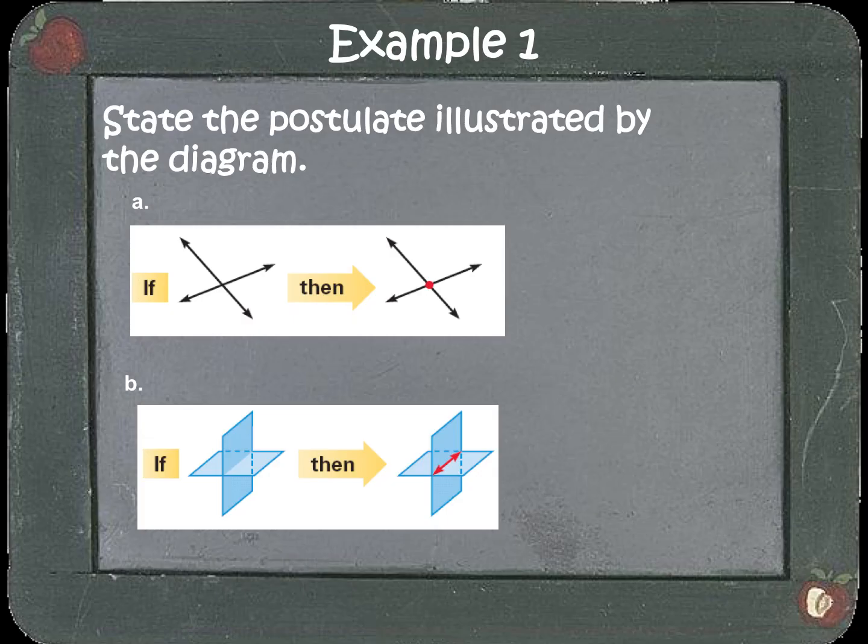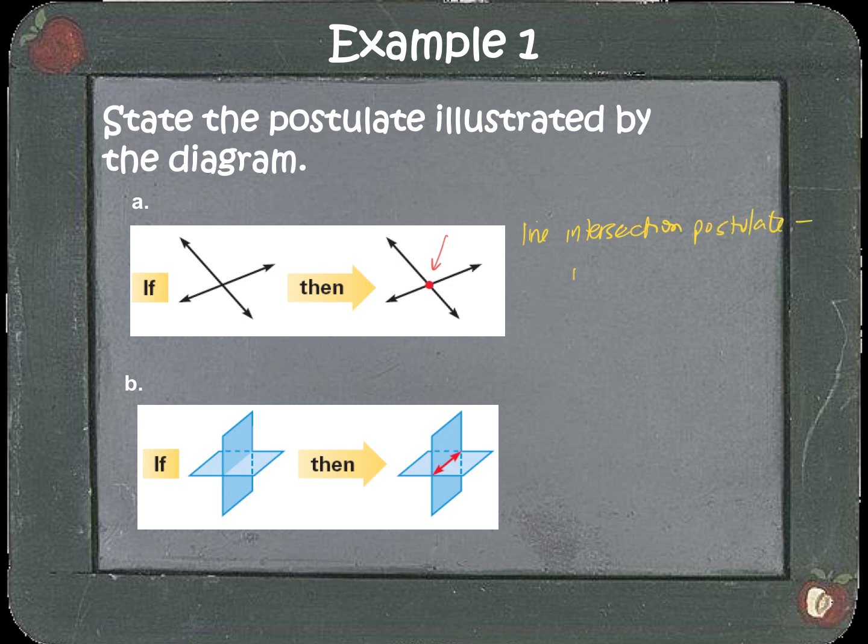Now we're going to apply what we've learned and try to state the postulate illustrated by the diagram. Yes, I would like you to know the names of these postulates. However, if you can at least tell me what the postulates say, I would be pretty okay with that. So notice that you have this if-then statement. You have if, and you have 2 intersecting lines, and in the then part it mentions the point at which they intersect. So I know that this is referring to the line intersection postulate.